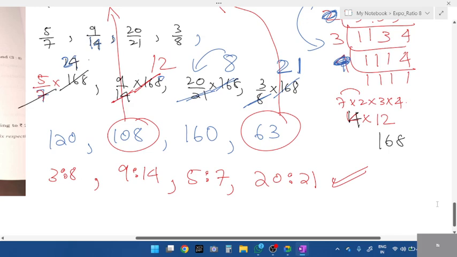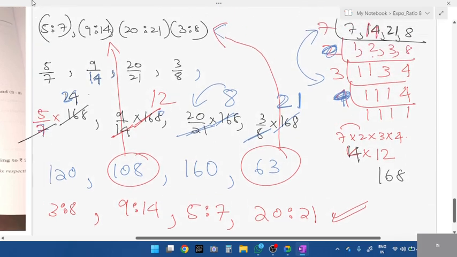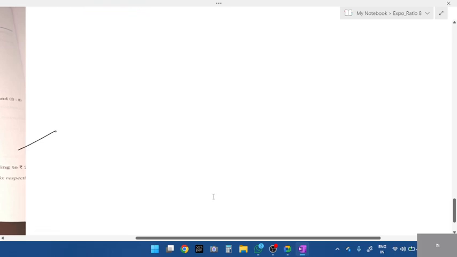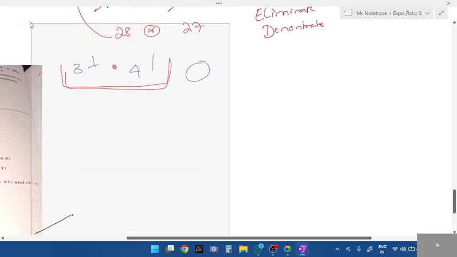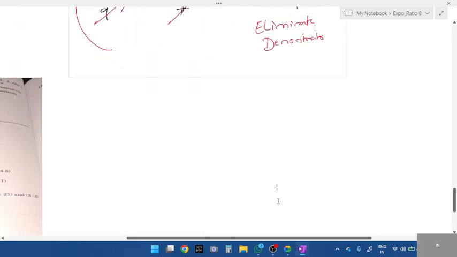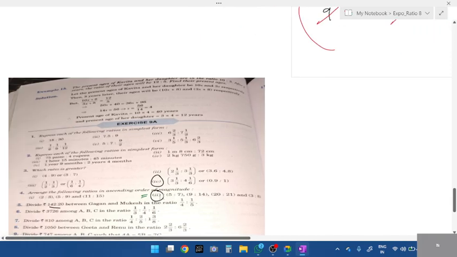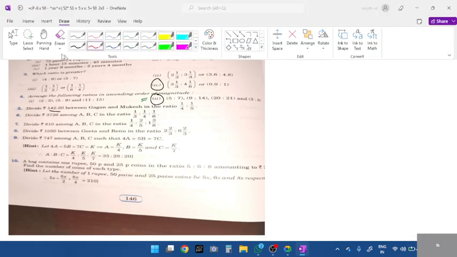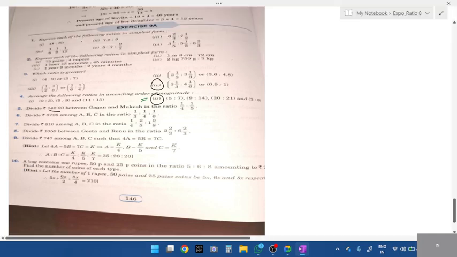Okay. 3 is to 8, 9 is to 14, 5 is to 7, 20 is to 21. Shall we try the next one? All of you are done? So better, I would suggest LCM. Go with LCM. And if you're okay with cross multiplication, you can try when there are two values. But don't get confused. For both you get marks. They will not reduce marks.